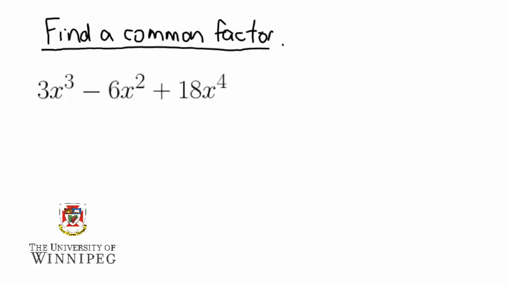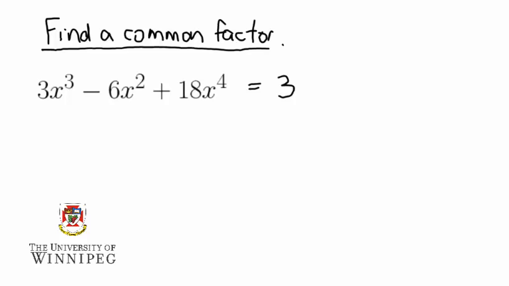In the next two examples, we're going to take a look at common factoring. In our first example here, we have 3x cubed minus 6x squared plus 18x to the 4. The first thing that I tend to do when looking for a common factor is to see if there's a common factor within the numerical coefficients only. So in this case, I'm focusing on 3, negative 6, and positive 18. 3, negative 6, and positive 18 all share a common factor of 3. So we can remove that number first.